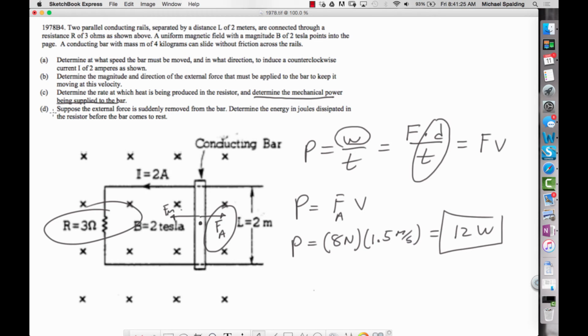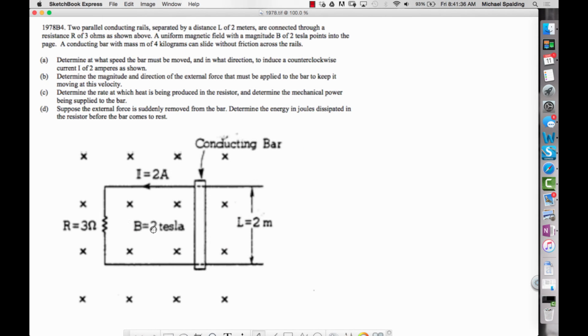Okay? Now, final question, and this one's quick. Suppose the external force is suddenly removed. We take this applied force away. Let me revert back. So we've established that we have this applied force to the right, and we have a force magnetic to the left. What's going to happen if we remove this applied force? If this applied force disappears, is the bar going to continue moving? No. It's going to slide. Well, it won't start moving to the left. It's going to slide and then come to rest some distance later, right?